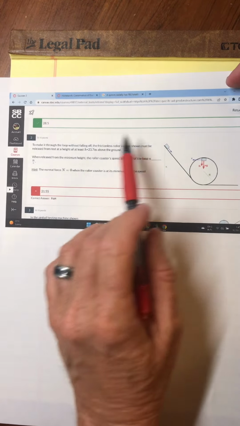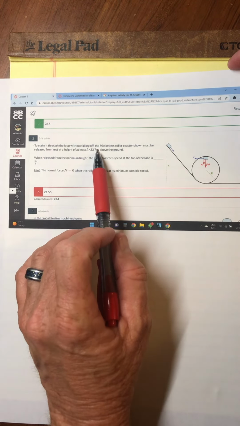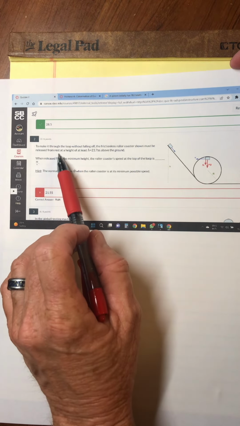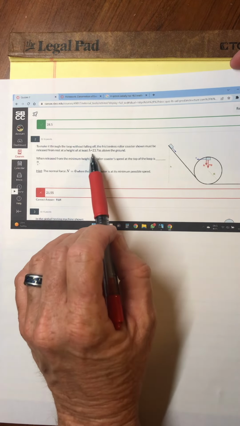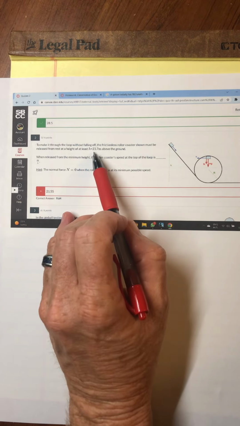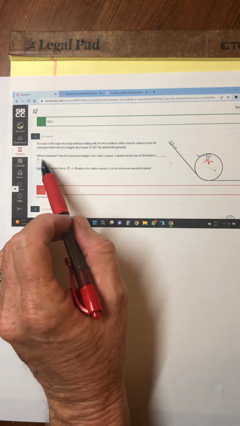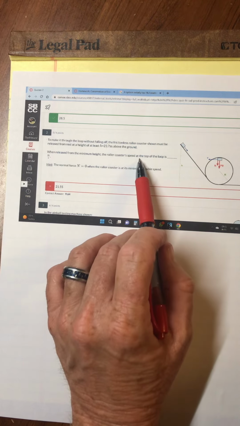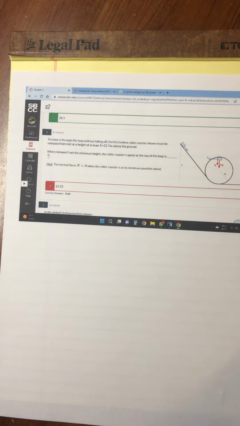It's a tough one. It's about this object going in a circle here. It says to make it through the loop without falling off, the frictionless roller coaster shown here must be released from rest at a height of 23.7 meters above the ground. When released from this minimum height, the roller coaster's speed at the top of the loop is.